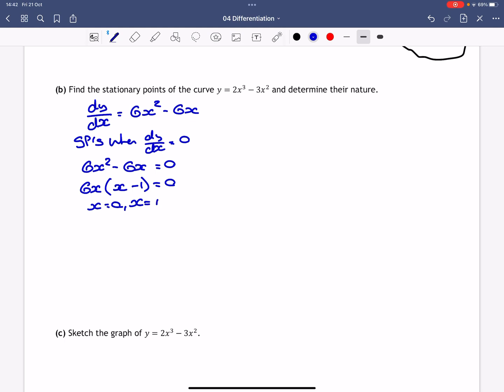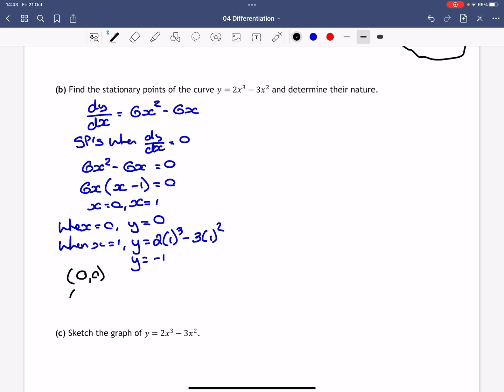Find the corresponding y values. So I'll say when x is equal to 0, if I put that in, I also get y is equal to 0. When x is equal to 1, y is equal to 2 times 1 cubed minus 3 times 1 squared. So it's 2 take away 3, which is minus 1. So therefore, our stationary points are 0, 0, and 1, minus 1.